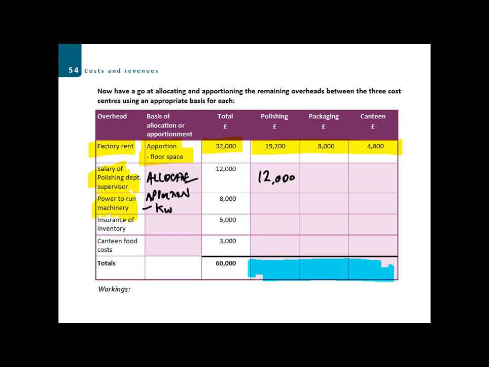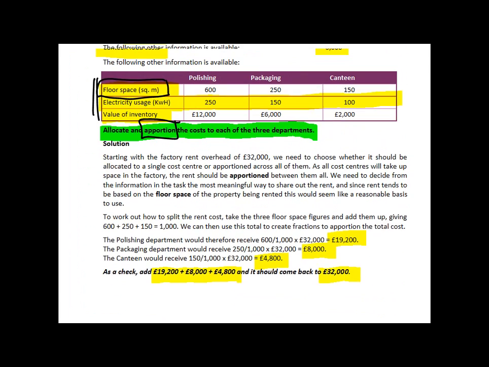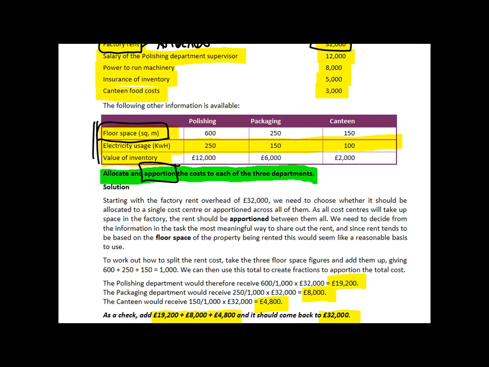And the basis on which I'm going to do it is kilowatt hours, which is a measure of electricity usage. A bit like we did for the floor space figures, I start by adding up the 3 figures, so 250 plus 150 plus 100, that gives a total of 500 kilowatt hours used. I can then use that to start creating fractions for each department. So for polishing, they've used 250 out of 500. That's exactly half. They should therefore get exactly half of the power cost of £8,000.